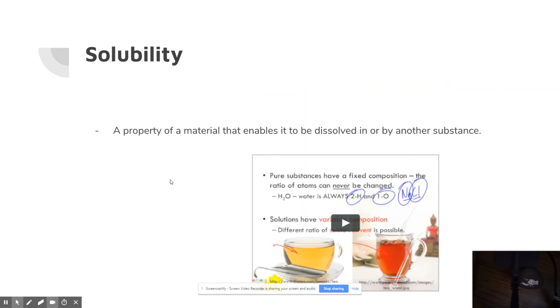Next, solubility. Okay, solubility, a property of a material that enables it to be dissolved in or by another substance. That's kind of a lengthy vocabulary word or definition. All I want you to know is solubility means does it dissolve? Yes or no?